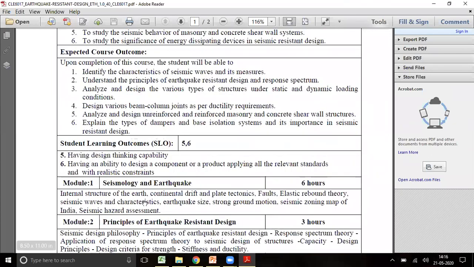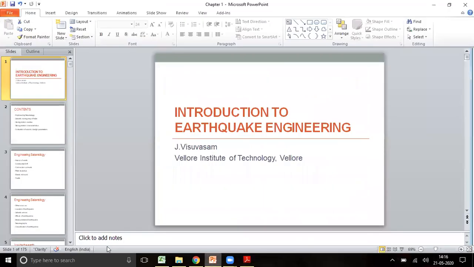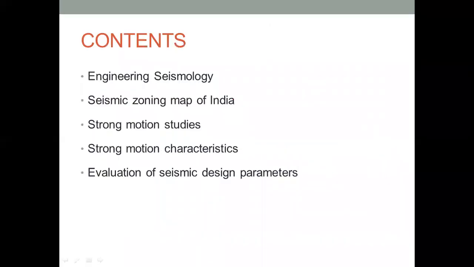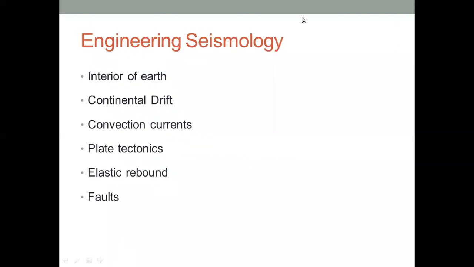So first let me get into the course, seismology and earthquake. It is an introduction to earthquake engineering. In this first module, we have the contents: engineering seismology, seismic zoning map of India, strong motion studies, strong motion characteristics, and evaluation of seismic design parameters.